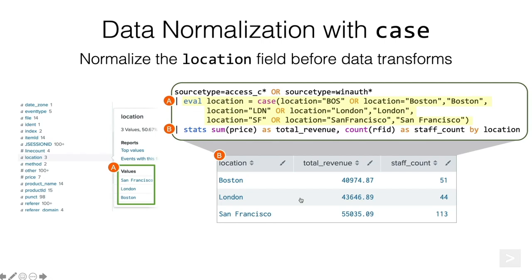We can now see that the values of that field are being normalized to these three different values of Boston, London, and San Francisco.